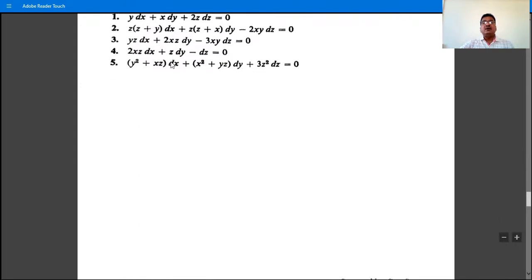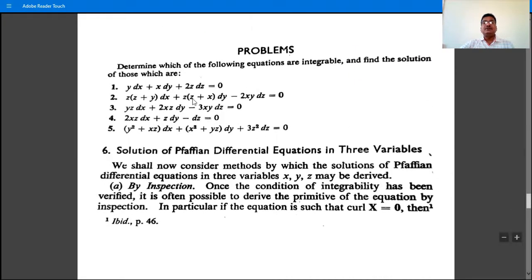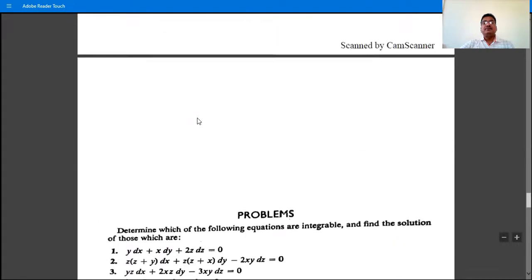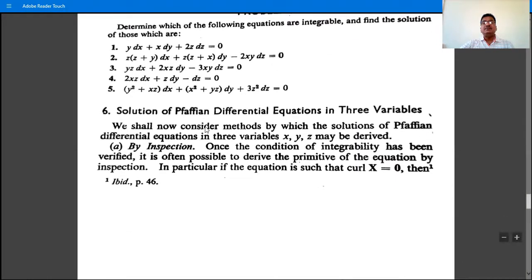These are one variable separable or three variables separable. So solve these problems also. These are also from your textbook, the same problems. Okay, solve these problems. I think these are one variable separable or three variables separable, or if you observe this example, then it is a homogeneous Pfaffian differential equation.